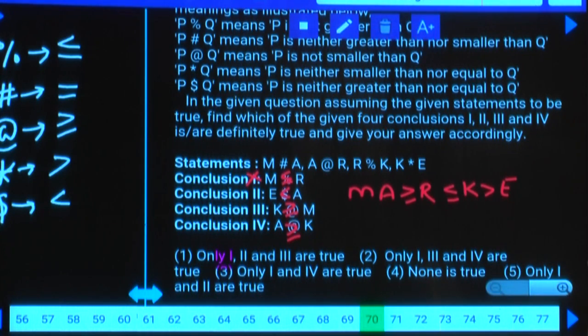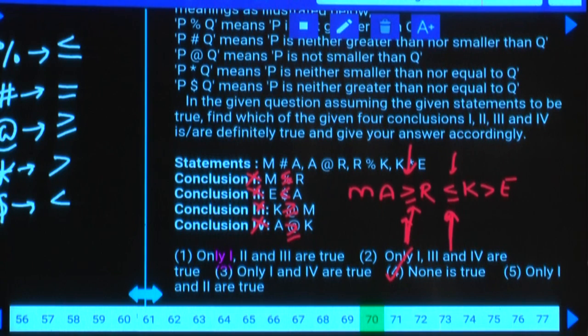And second one, E and A. Now between A and E, if you observe here, there is 1 greater than, 1 lesser than, 2 opposite symbols. No relation can be drawn between these two. Then coming to conclusion 3. Now K greater than or equals to M. Between M and K, there is 1 greater than, 1 lesser than, 2 opposite symbols, no relation. And A and K, again between A and K, there is 1 greater than, 1 lesser than, 2 opposite symbols, no relation. Then what is your answer here? None of the given conclusions follow. None is true, it is given in choice 4.